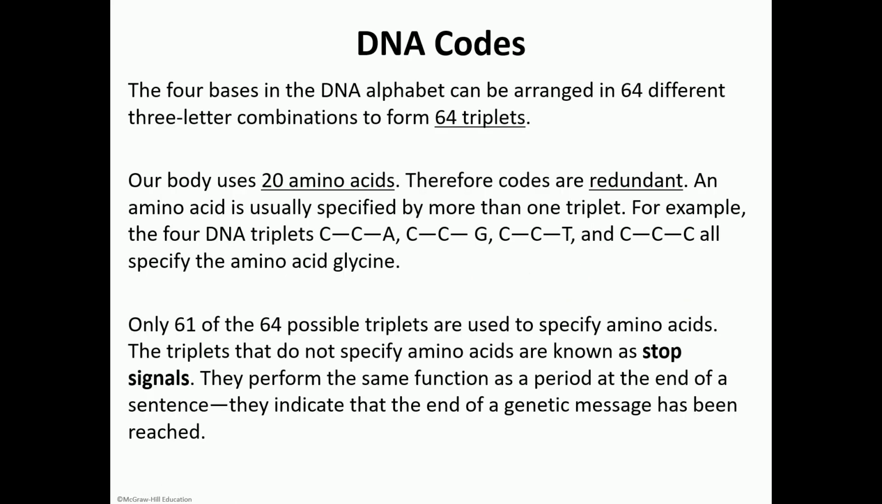So the DNA code: know that we have the four bases, A, C, T, and G, on your DNA. If you mix and match them, we can make up to 64 triplets. But the body only uses 20 amino acids. So we basically have 44 extra triplets that our body really doesn't need. So a lot of these codes stand for the exact same amino acid. And that is what we know as redundancy.